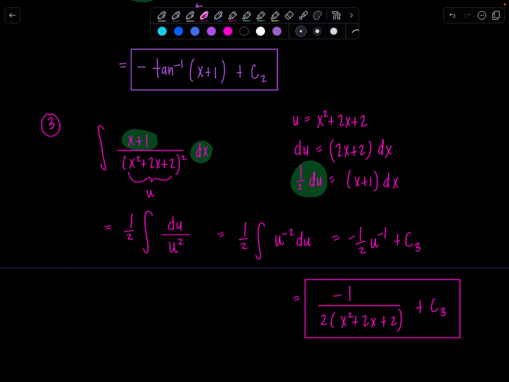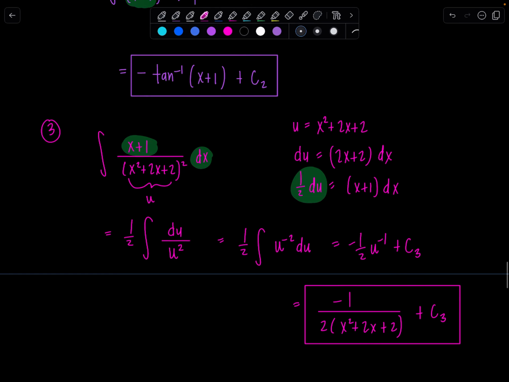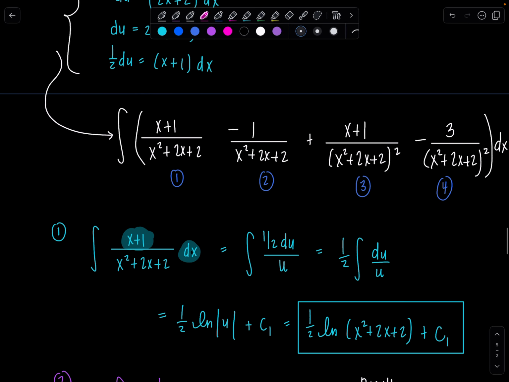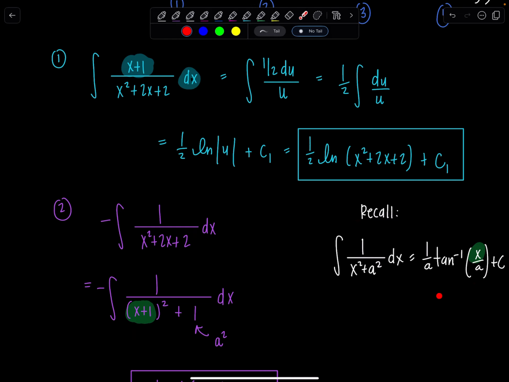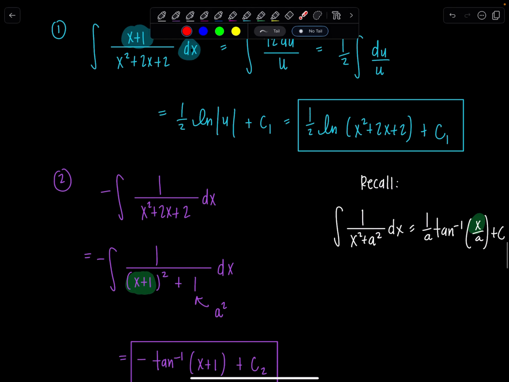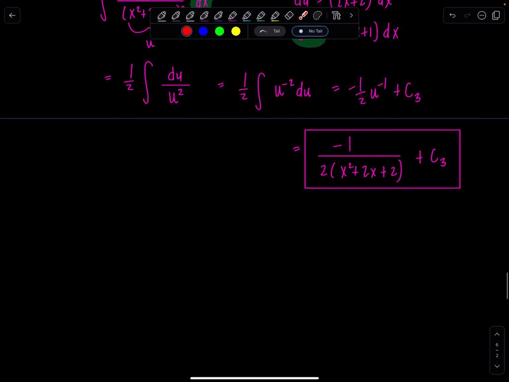Okay. The fourth one is the spiciest of all. So let's look at what was number 4. Here it is. Constant over the quadratic expression squared. It's similar to integral number 2. It's just, you see how the denominator is squared now? So we can't use this antiderivative. No. What do we do instead?